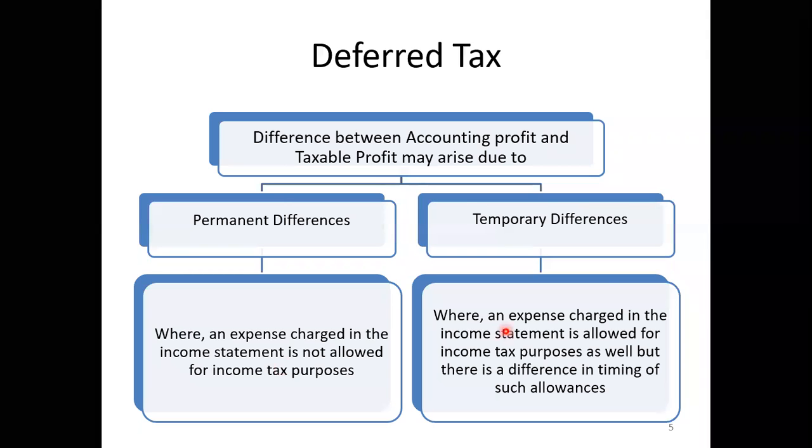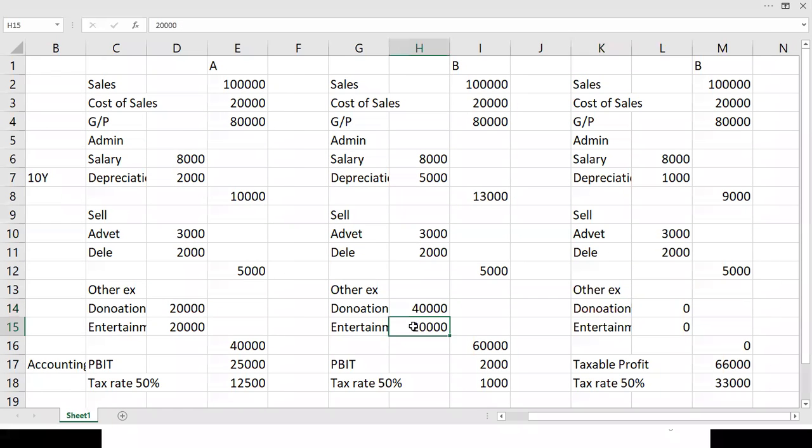Here, again, I come to the point, temporary and permanent. Donation and entertainment expenses, when we calculate the taxable profit, allowed or not allowed? Not allowed. In accounting profit? Allowed. So if any expenses are allowed in accounting profit but not allowed in taxable profit, it comes under permanent difference. The depreciation, allowed or not allowed in taxable profit?